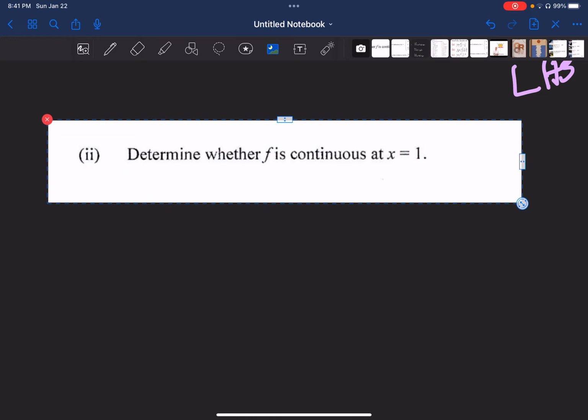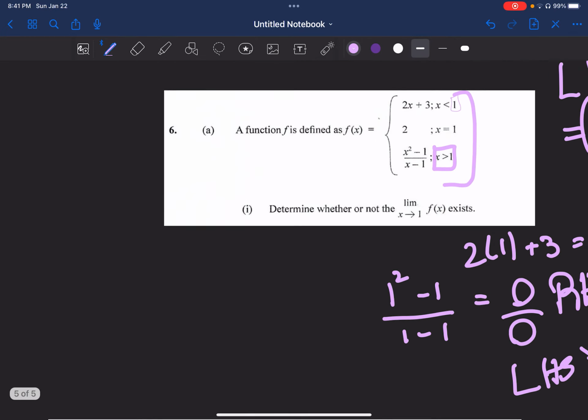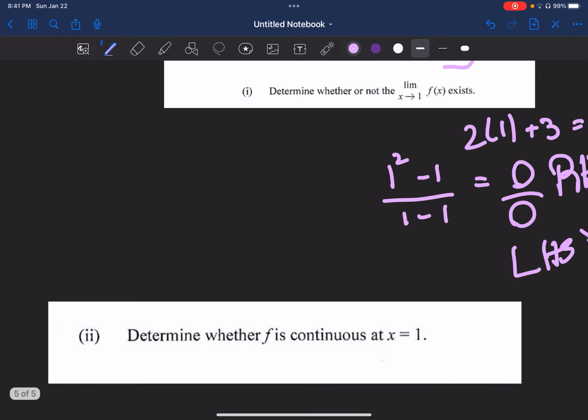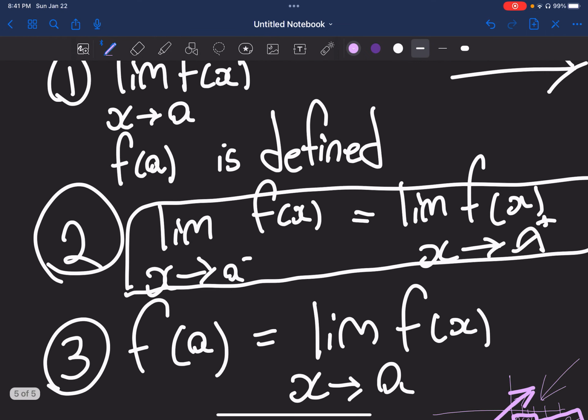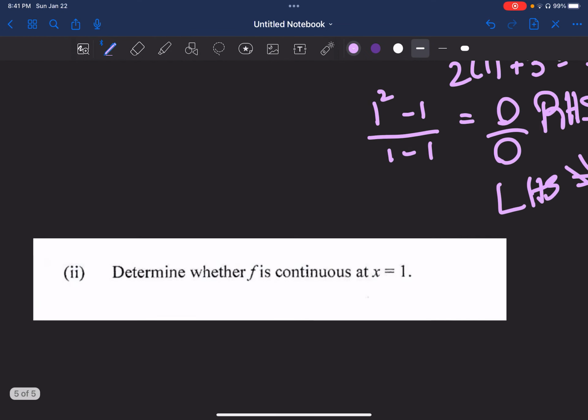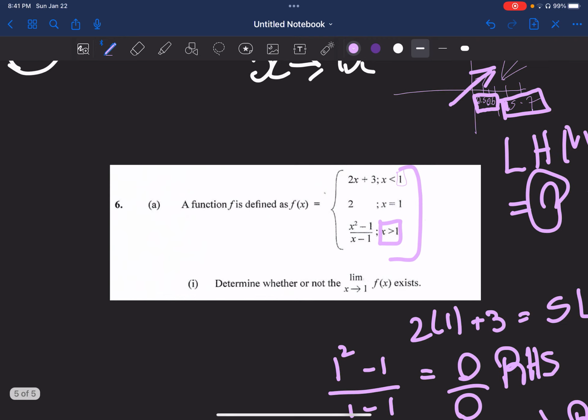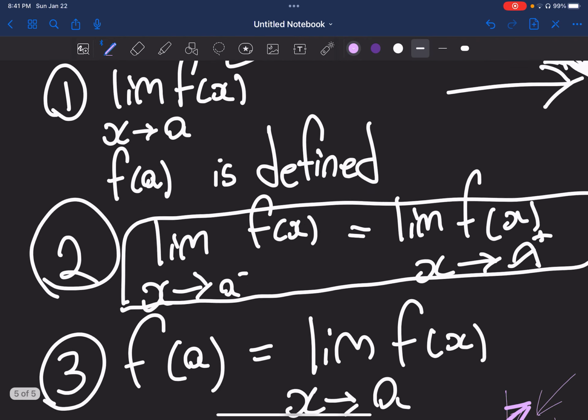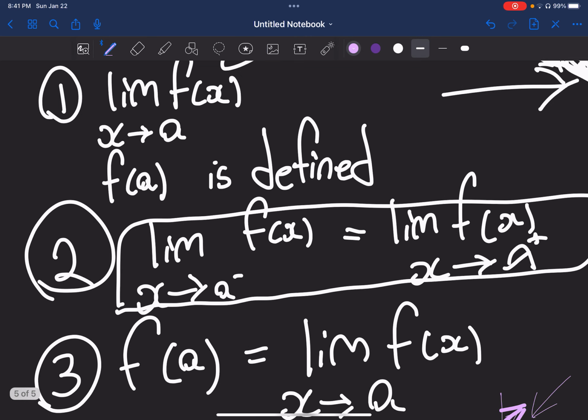Now, what we want to do is determine whether f is continuous at x equal to 1. Do you remember the 3 rules you have to have for continuity to take place? If you don't remember, they're right here. f of a must be defined. So we take f of a, and f of 1 is defined as equal to 2. Next, the limit of f of x from the left should be equal to the limit of f of x from the right. But this time, both sides should be equal.